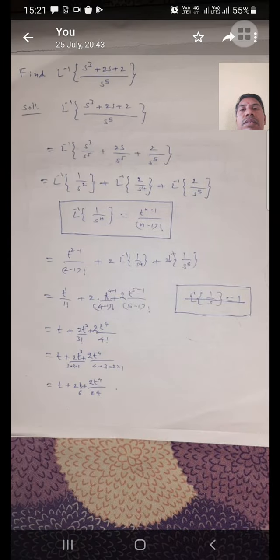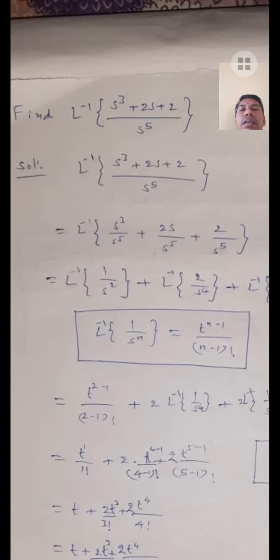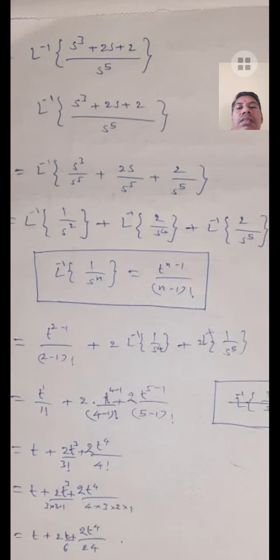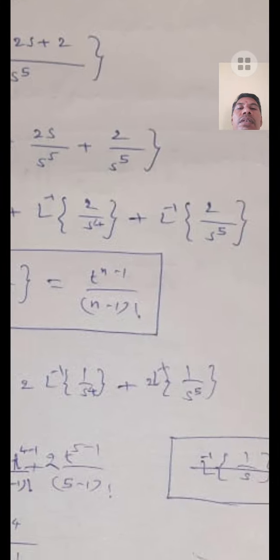Next question, see here. Inverse Laplace transformation of s cube plus 2s plus 2 by s power 5. So split the denominator for each term which is in the numerator, and then we have inverse Laplace transformation of s power 3 by s power 5 means 1 by s square, and 1 by s power 4 and 1 by s power 5.